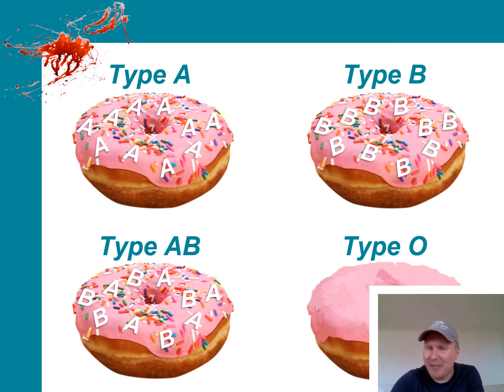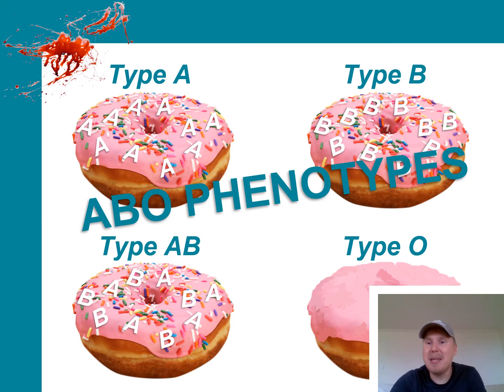I think that this confuses students sometimes because people think that there are O sprinkles. There are none. In other parts of the world, we call them type 0, which makes more sense. These A, B, AB, and O are traits that an individual expresses.